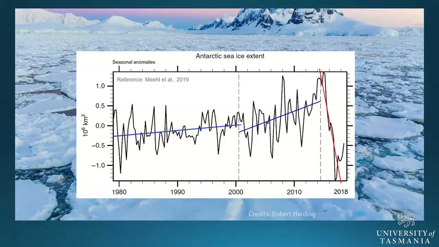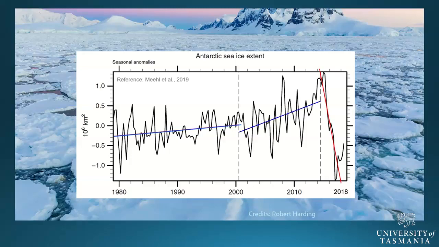The numbers on the left show how much more or less sea ice there is that year compared to usual. So if you're at 0 in the middle, it's as much sea ice as usual. If you're below 0, it's less ice than usual. And if you're above 0, it's more than usual.